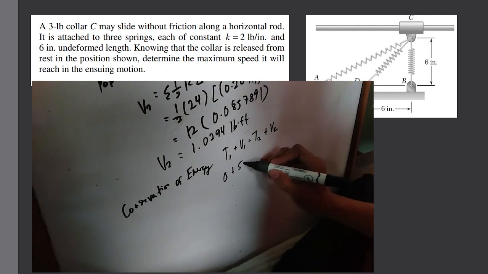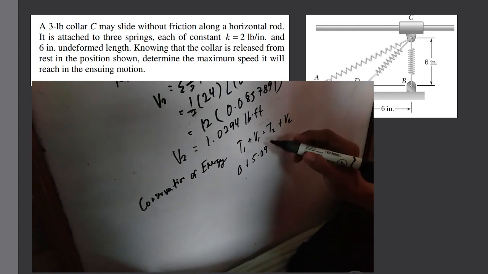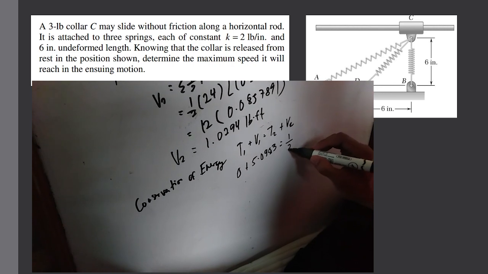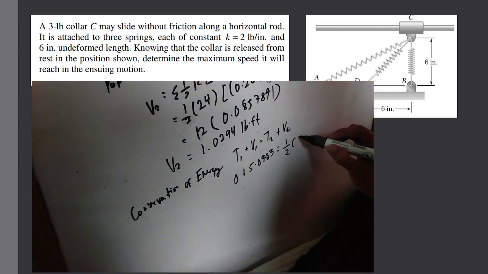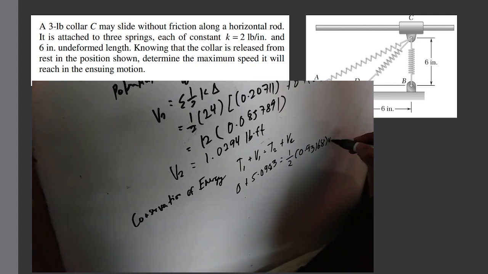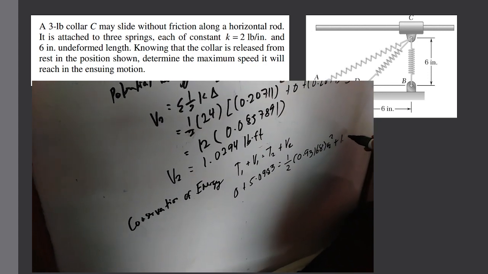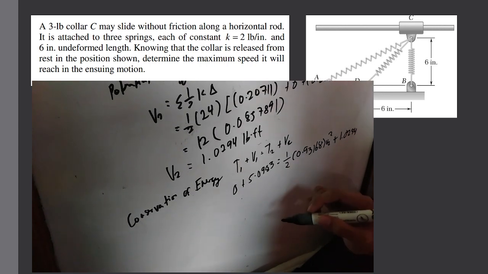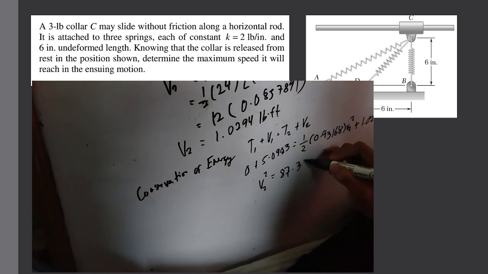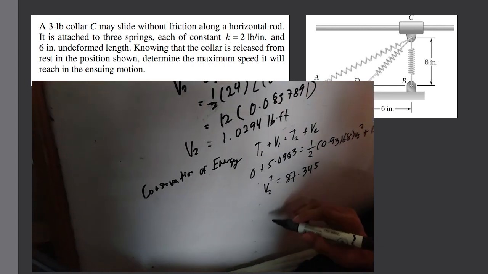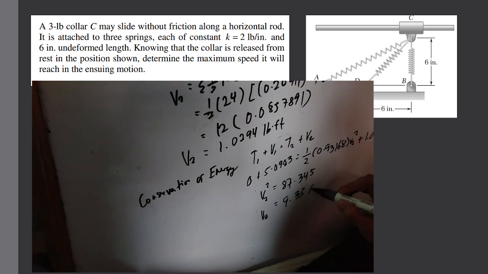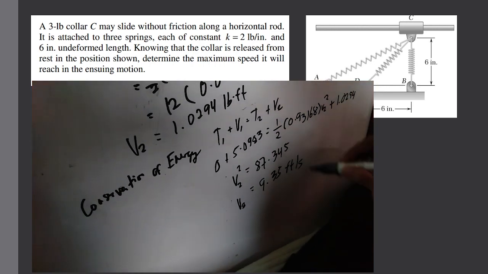0 plus 5.09 0983 is equals to 1 half times 0.93168 slug ito squared plus 1.0294. V sub 2 squared is equals to 87.300 at 345. V sub 2 is simply 9.35 feet per second.